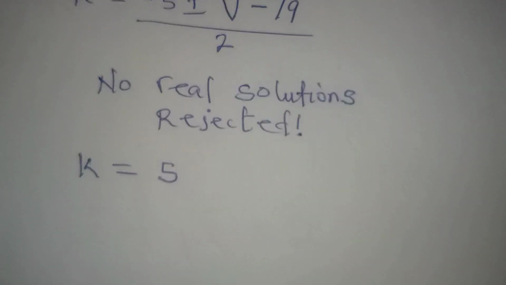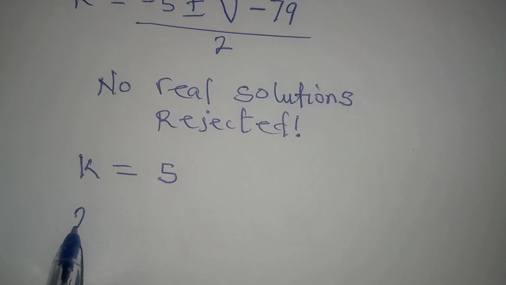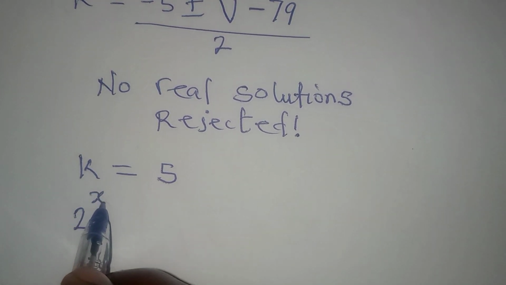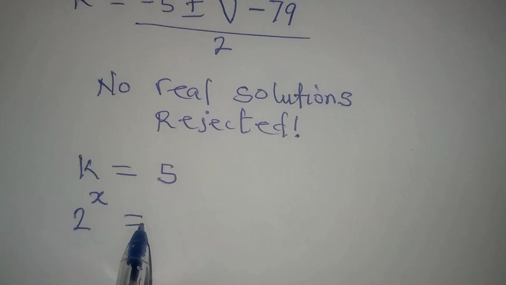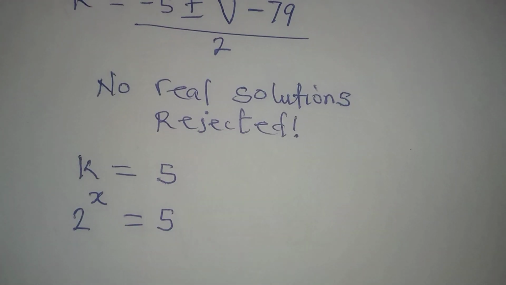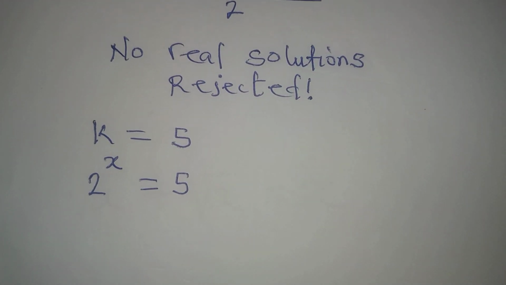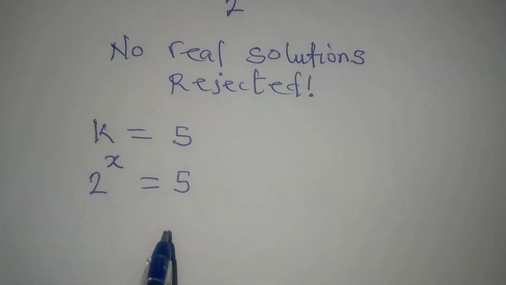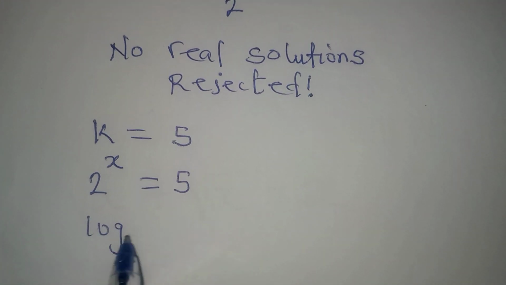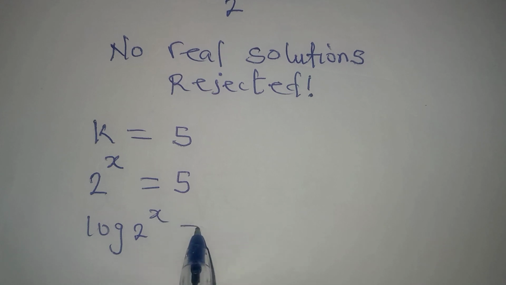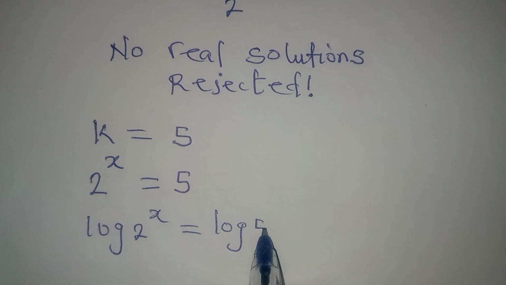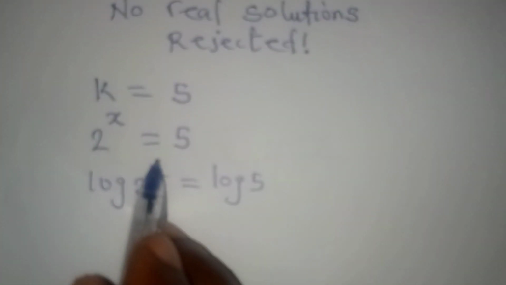But then remember when we say that k is equal to 2 to the power of x. So 2 to the power of x will now be equal to 5. And as it is now, we are looking for the value of x. To find the value of x, we'll take the log of both sides. Log 2 to the power of x is equal to log 5, isn't it? Okay. Now, if you take a step further, we'll take the x to the back. So we have x log 2 equal to log 5.